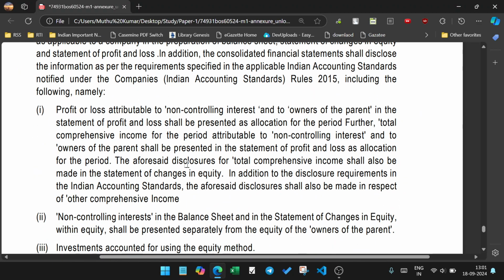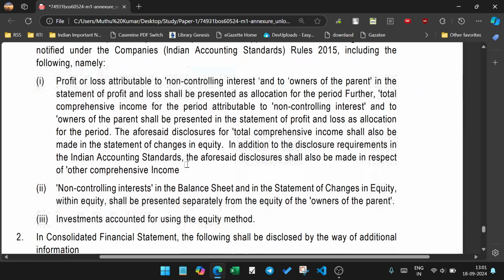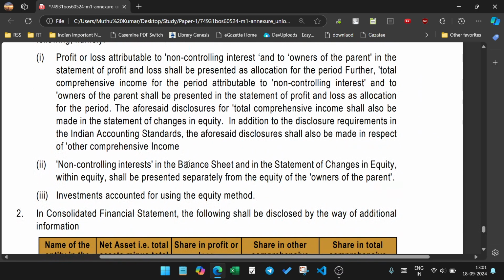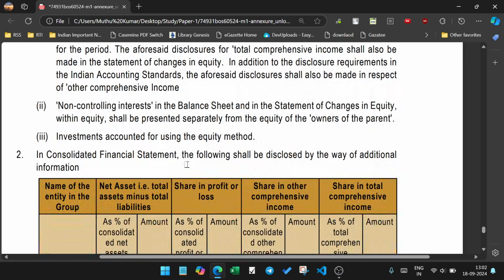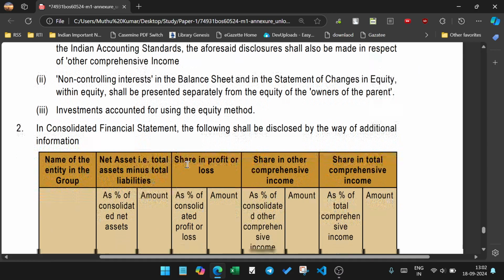Profit and loss attributable to non-controlling interest and to owners of the parent shall be presented in the statement of profit and loss. Further, total comprehensive income for the period attributable to non-controlling interest and to the owners of the parent shall be presented in the statement of profit and loss, and the disclosure of total comprehensive income shall also be made in the statement of changes in equity. In addition to the disclosure requirements in the Indian accounting standard, the following disclosure shall be made in respect of other comprehensive income. Non-controlling interest in the balance sheet and in the statement of changes in equity shall be presented separately from the equity of owners of the parent.